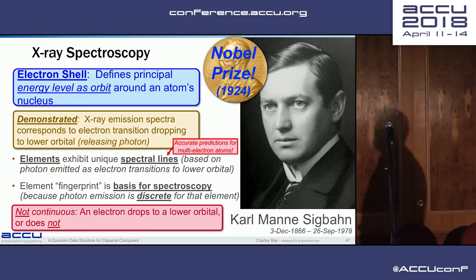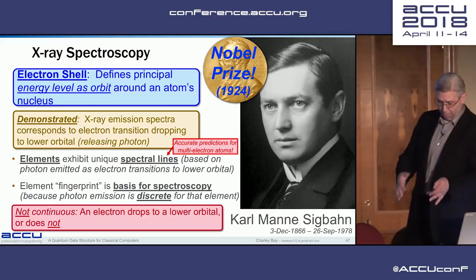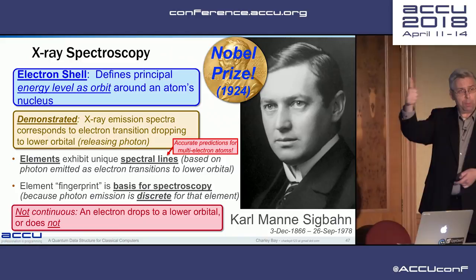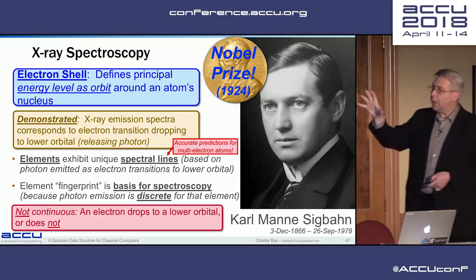Electron shell. So it turns out you can do math on this. So Carl Mane Sigmund figured out that there are all these little shells for all the little atoms, and you could do all kinds of complicated math, and everything matches to patterns, but electrons drop to a lower orbital or do not. They snap to a higher orbital or they do not. So everything is sitting on discrete interactions.